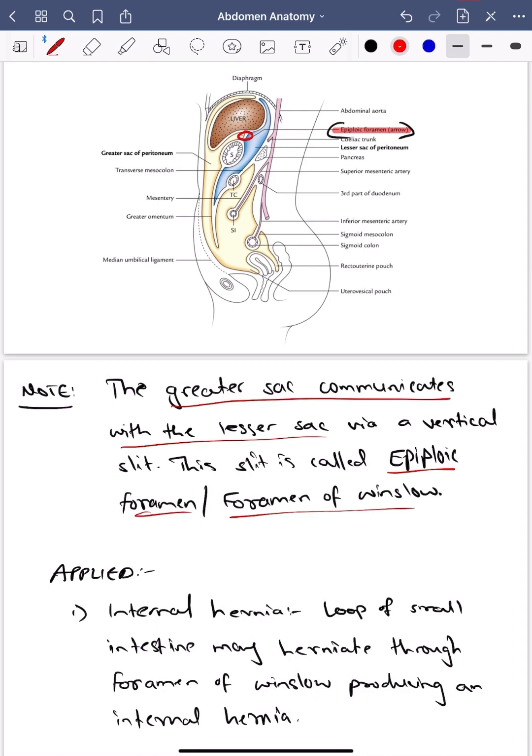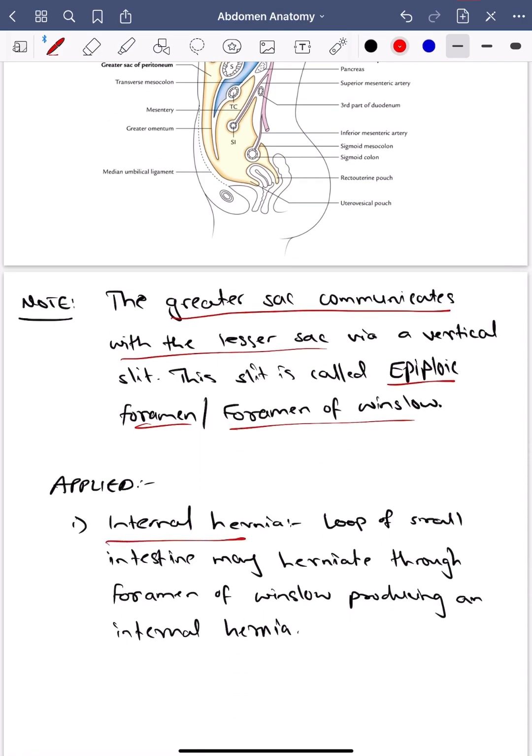Now an applied anatomy related to it is the internal hernia, where, as we've discussed the femoral hernia, in a similar manner, the loops of small intestine may herniate through the foramen of Winslow into the lesser sac. Remember, the intestine is actually a part of the greater sac, and the loops of small intestine, because it is a slit, when there is increased intra-abdominal pressure, may herniate into the lesser sac through the foramen of Winslow, and that leads to what is known as the internal hernia.